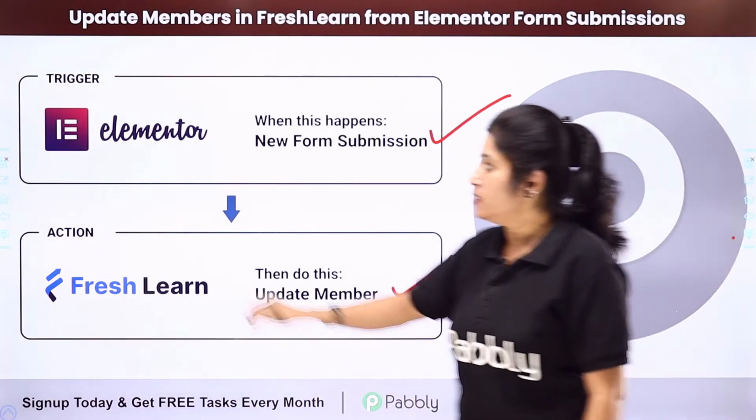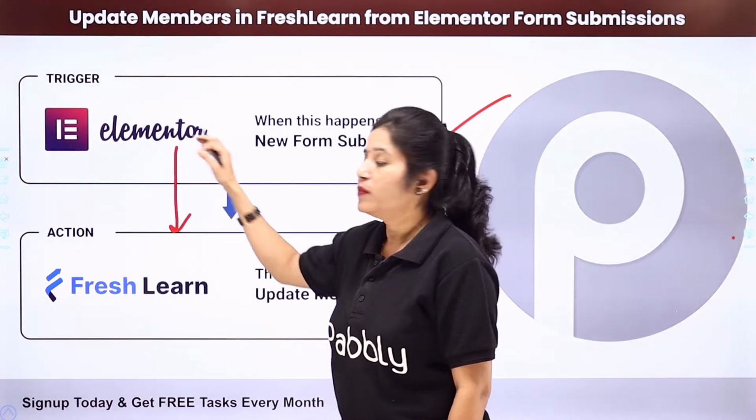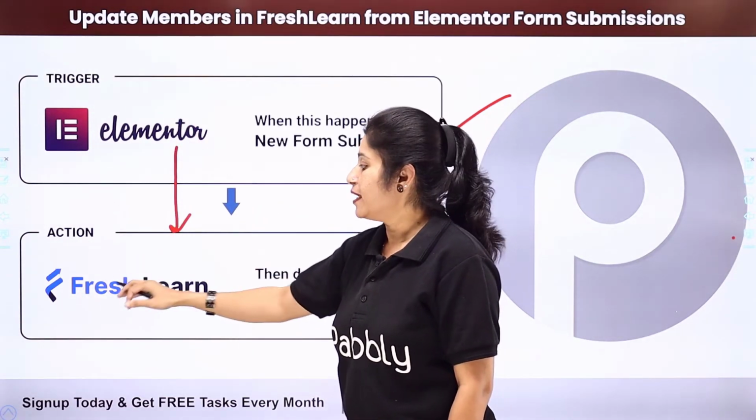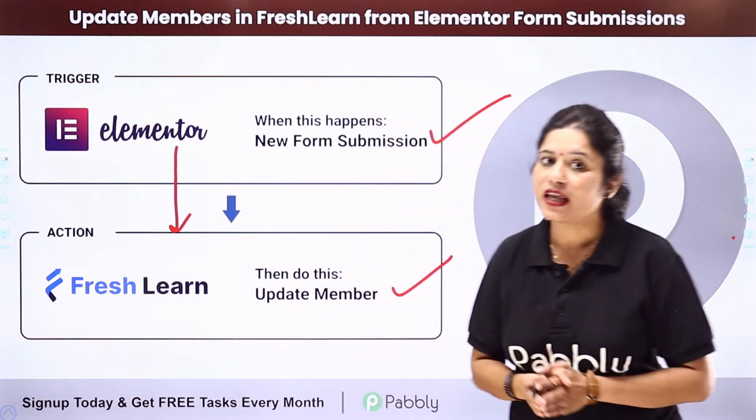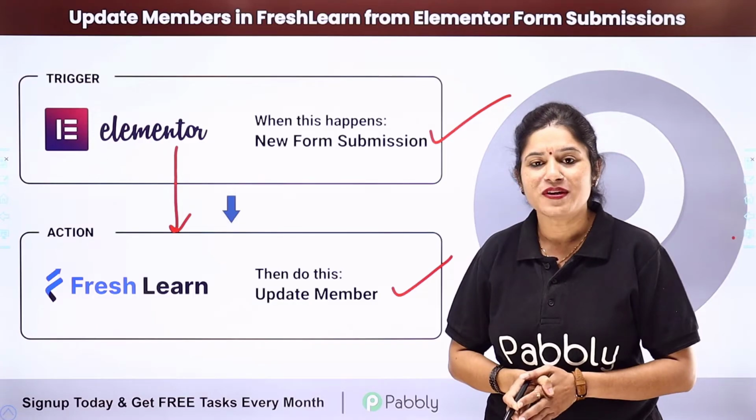For that, you need to integrate your Elementor forms with FreshLearn. So here your trigger application would be Elementor and your action application would be FreshLearn. So how can you integrate both these software applications using Pabbly Connect? For that, you need to come to my screen.